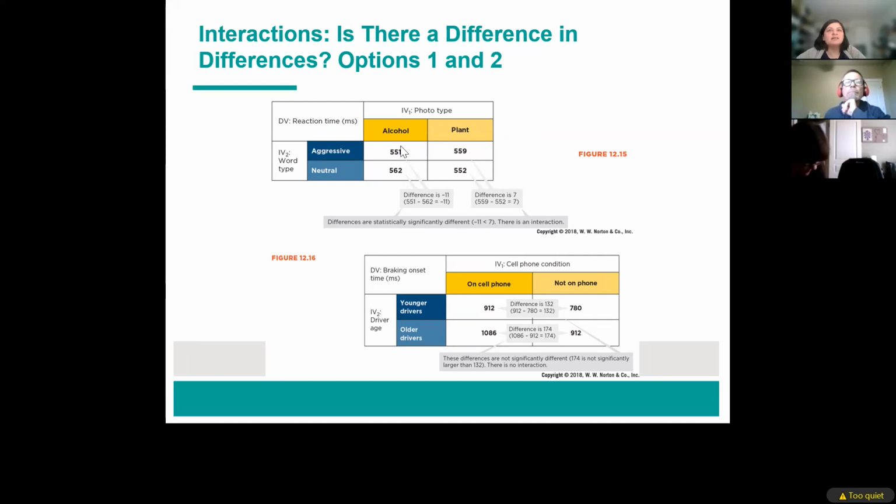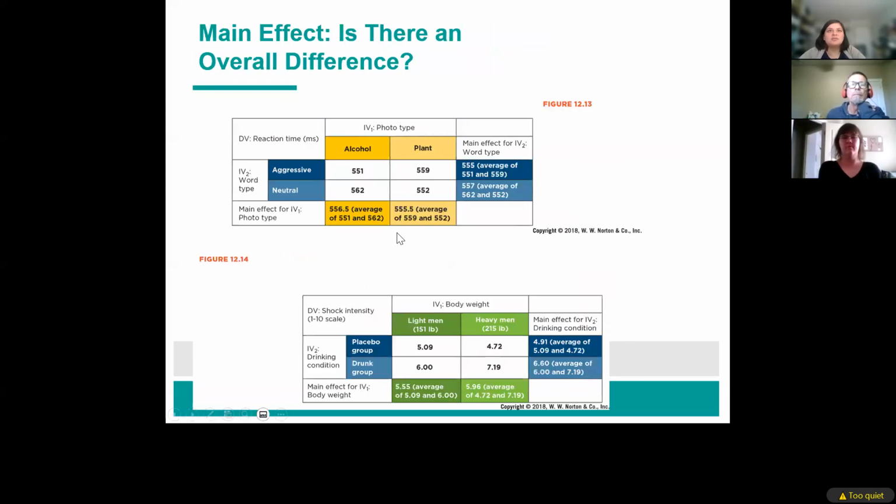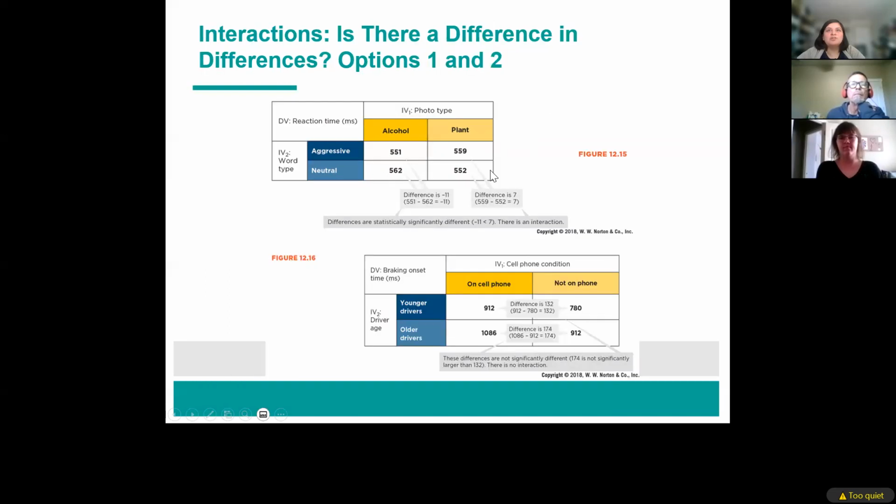Instead of doing the main effects, what you're doing is the interaction effect. Now you're taking the difference between the aggressive and the neutral in the alcohol condition and comparing that difference to the difference between aggressive and neutral among those in the plant condition. Does that make sense? Haley, does it make sense? Yeah, I think so. Okay, so before you were just taking the averages, but when you're looking at interactions, you compare the differences between conditions.